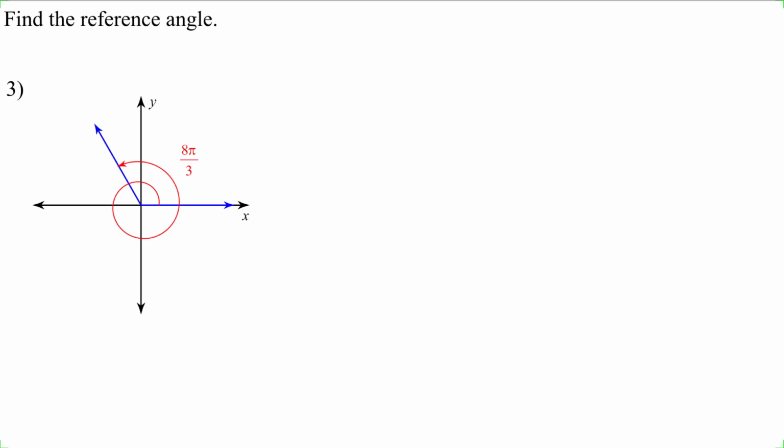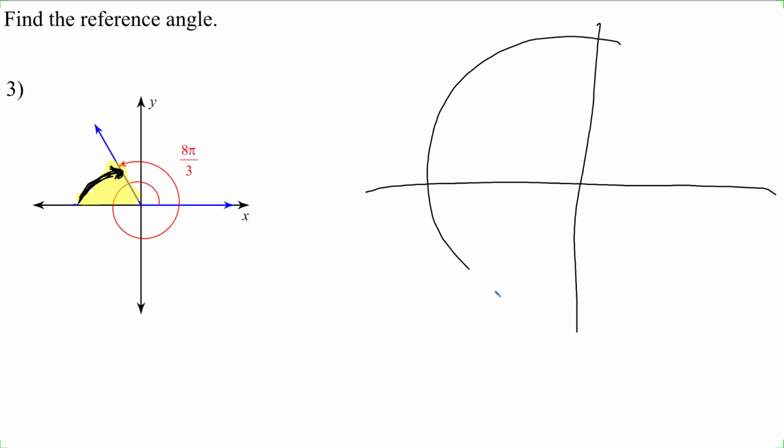Remember what I said about reference angles. They're the distance from the x-axis. The reference angle starts at the x-axis right here. What size angle is that? Well, if 3 is in the denominator, look at your unit circle.